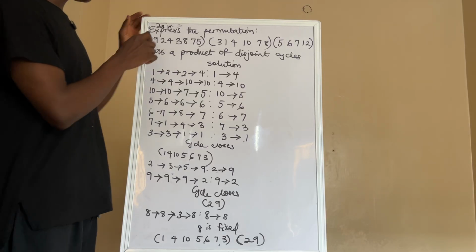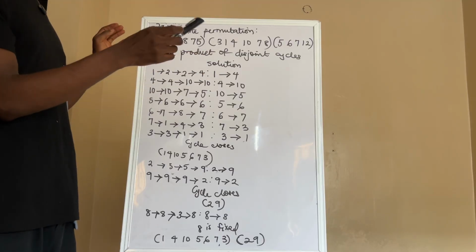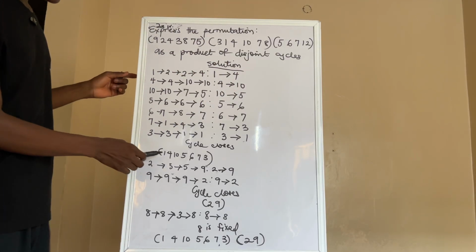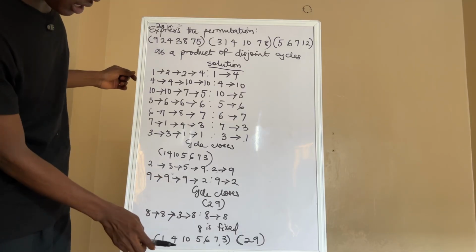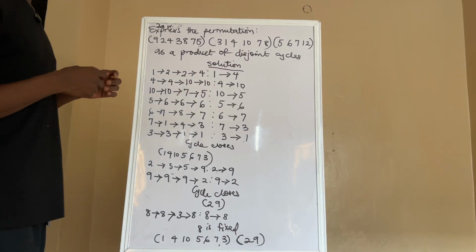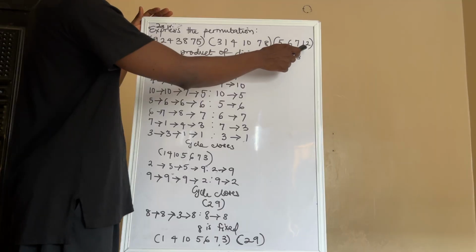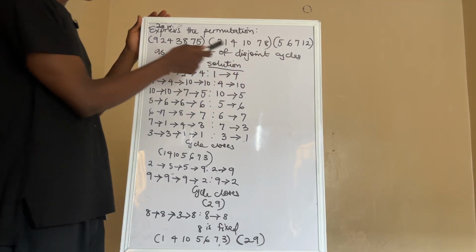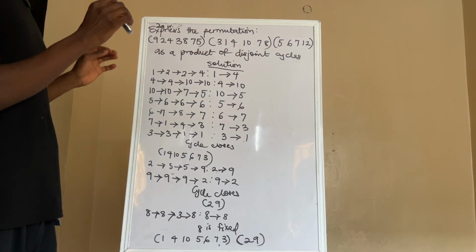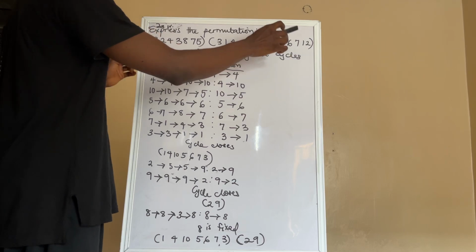and it states that express this permutation here as a product of disjoint cycles. So I have a solution written here, so I'm going to explain how we arrived at this. When they say express any permutation as a product of disjoint cycles, what they want you to do is to follow the mapping from the right side to the left side for all the elements. But we're going to be starting with the smallest, the least element here, which is 1.